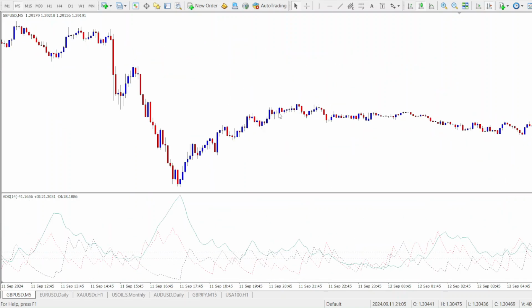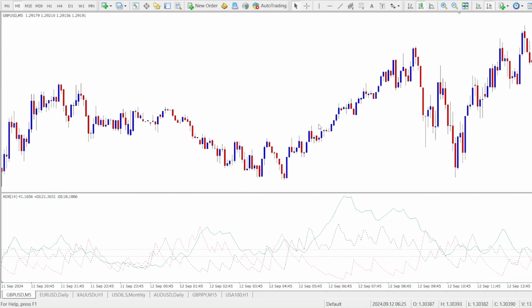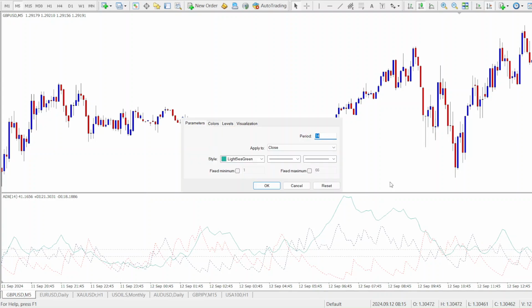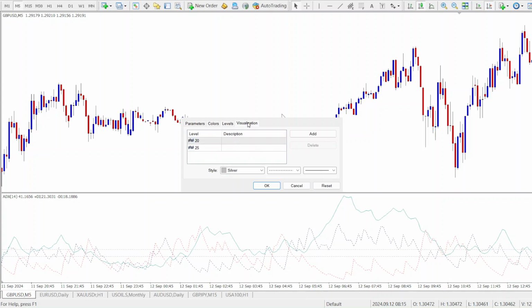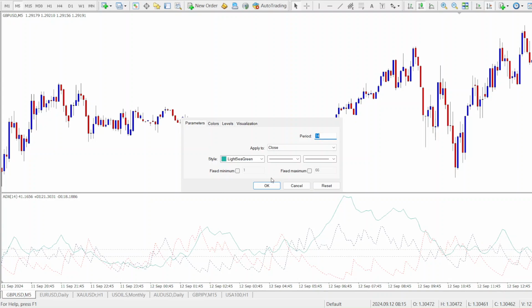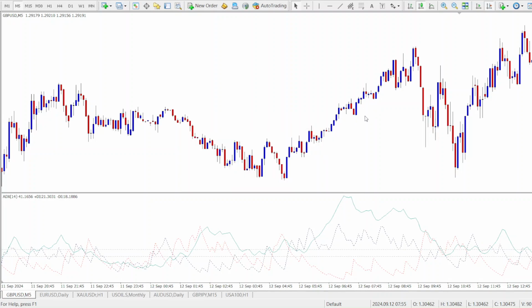Now, setting up the ADX on your chart is quite straightforward. Just go into your platform's indicators, find the average directional movement index or the ADX, and apply it to your charts, and you'll see three lines appear as we can see here. One, two, three: the plus DI line, the minus DI line, and the ADX line itself.